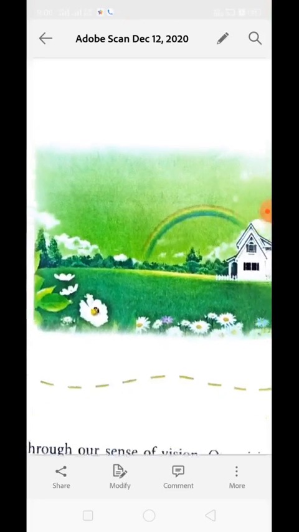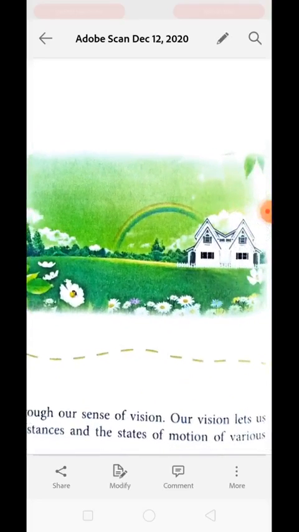You can see this very beautiful scenery over here. This actually shows the presence of a rainbow, a house with green surroundings, flowers of many types. But why are they visible to us, and where has the rainbow come from? All these questions will be answered in this chapter.